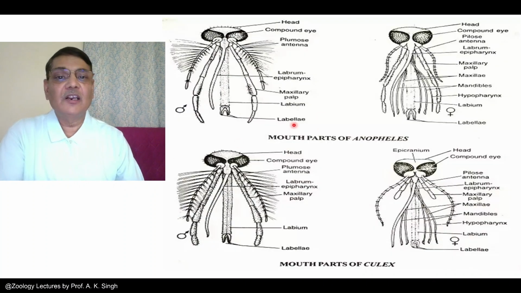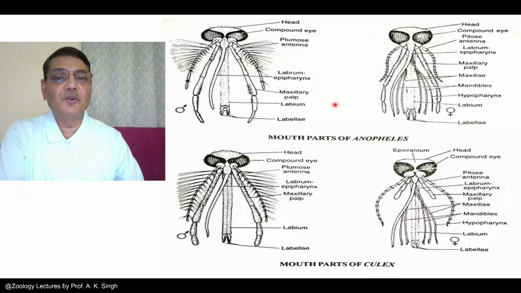Here in this diagram, you can see the mouth parts of mosquito. Two very common species of mosquito are there. Just for understanding, I have taken this diagram so you can have an idea of how identification could be done. Here the mouth parts of Anopheles, male and females are shown. Likewise, the mouth parts of Culex, male and female individuals are shown. So if you see the mouth parts, you can identify the type of species.